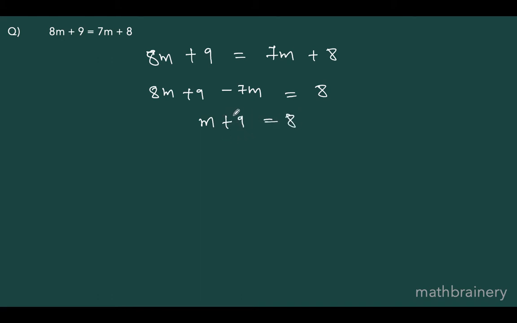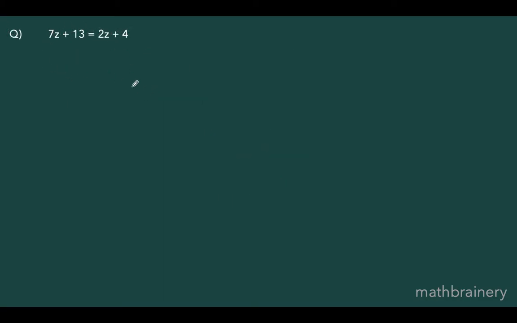Let's now transpose this 9 to the other side. That means here it is in positive sign. When it goes to the other side, it will be negative. So it will be 8 minus 9. What is 8 minus 9? It is minus 1. So the solution to this linear equation is m is equal to minus 1. Let's look at the next question.